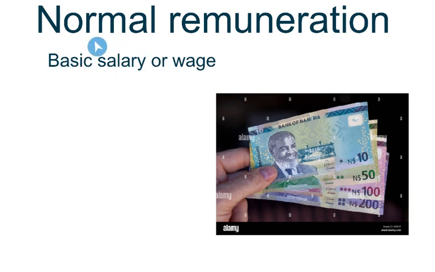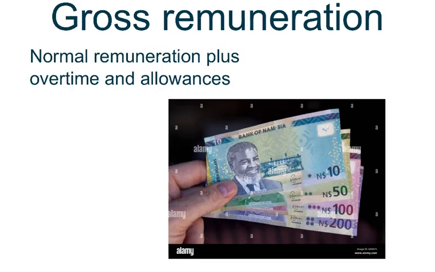The next term that we will look at is normal remuneration, and that is in essence your basic salary or wage. This is excluding overtime, allowances or anything else. The next one is gross remuneration. You will remember normal remuneration was your basic pay, so basic pay plus overtime and allowances equals gross remuneration.